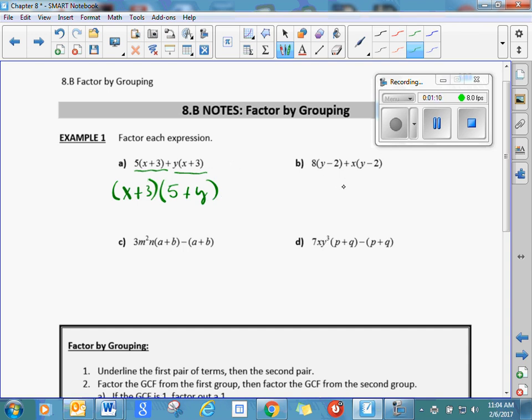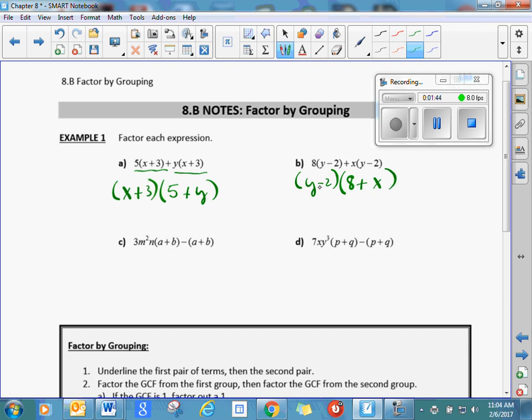Let's do another example. I think you'll get this pretty quickly after your eyeball gets used to looking for the common binomial. You can see that there is a y minus 2 in each term. It comes to the outside with the grouping symbol around it. And what's left on the inside, there's no plus or minus in between these two terms. They are multiplied together to get the original expression. So what's left is 8 plus x.